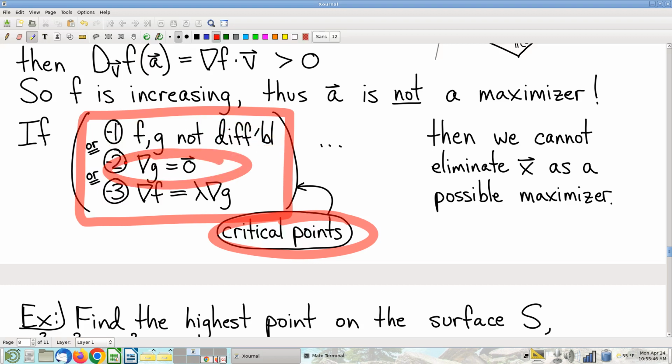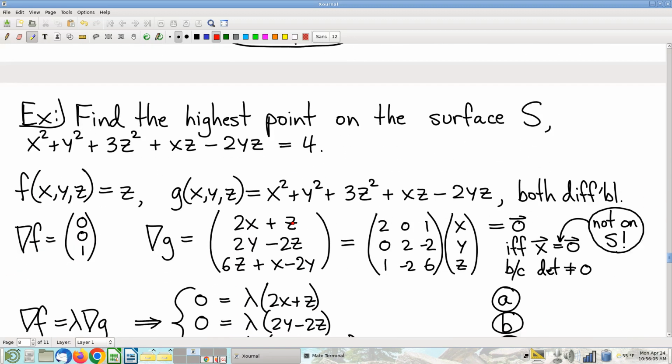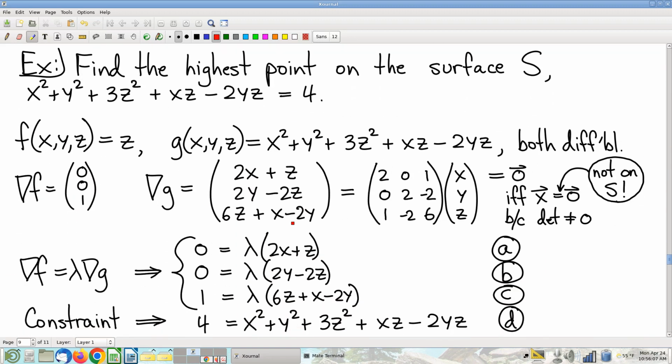We've got to check for where the constraint gradient is 0. And we've got to check for where the objective gradient is not off axis. In other words, where it's a multiple of the constraint gradient. So these are our methods. So here we go. Let's do this optimization problem right here.